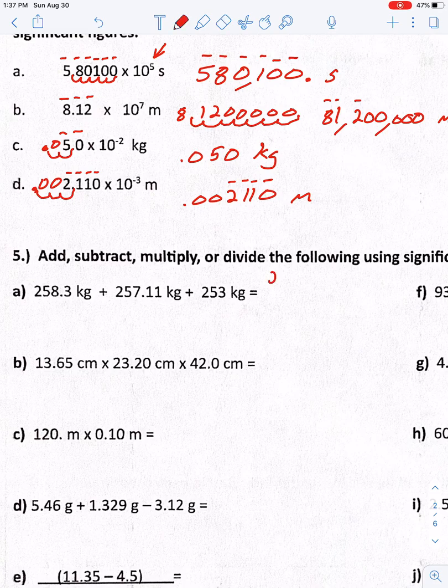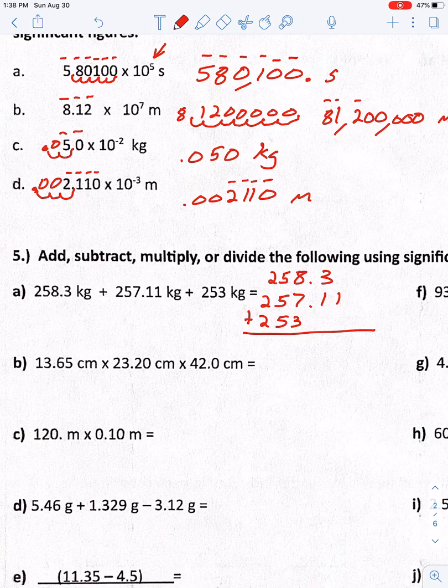So 258.3 plus 257.11. And then I have 253. Okay, so this stack method only works if you make sure your decimals are lined up. Okay, if they are not lined up, this will not work.